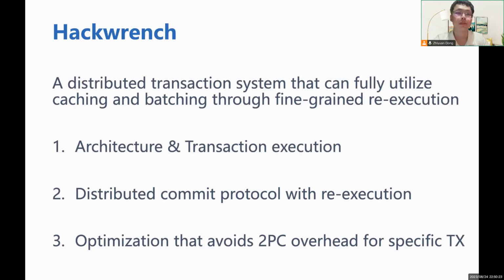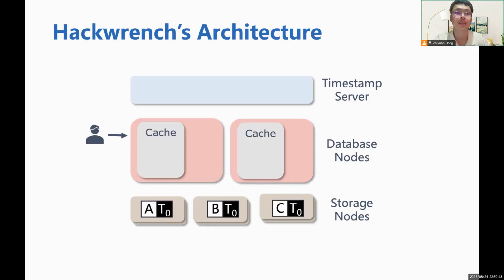We propose HighCrunch, a distributed transaction system that can fully utilize caching and batching through fine-grained re-execution. In the following talk, we will introduce its architecture and transaction execution, its distributed commit protocol, and one optimization that avoids two-phase commit overhead for a specific type of transactions.